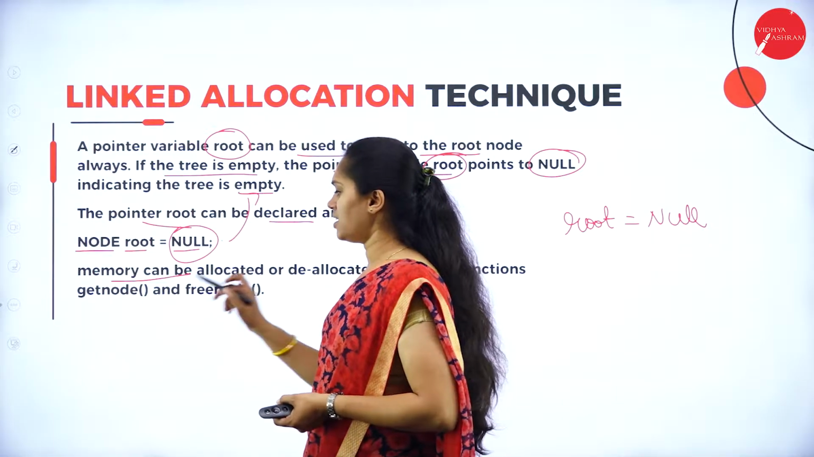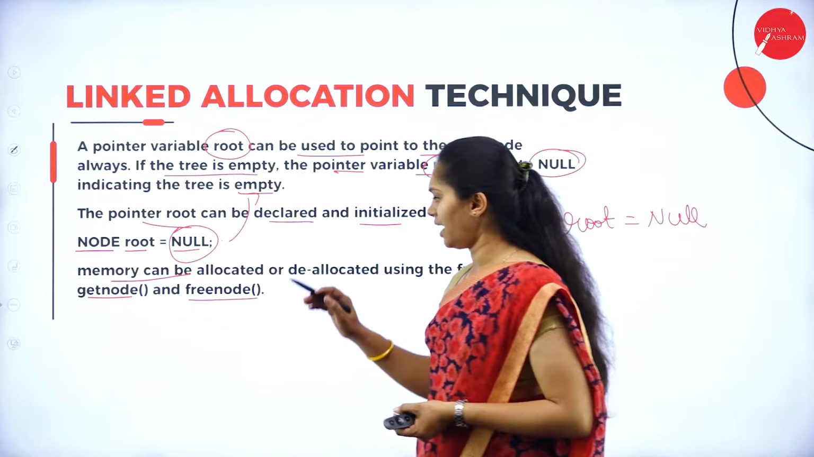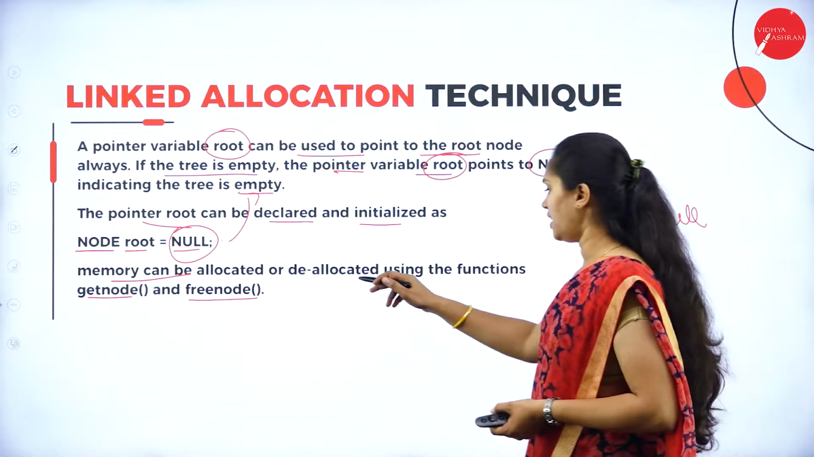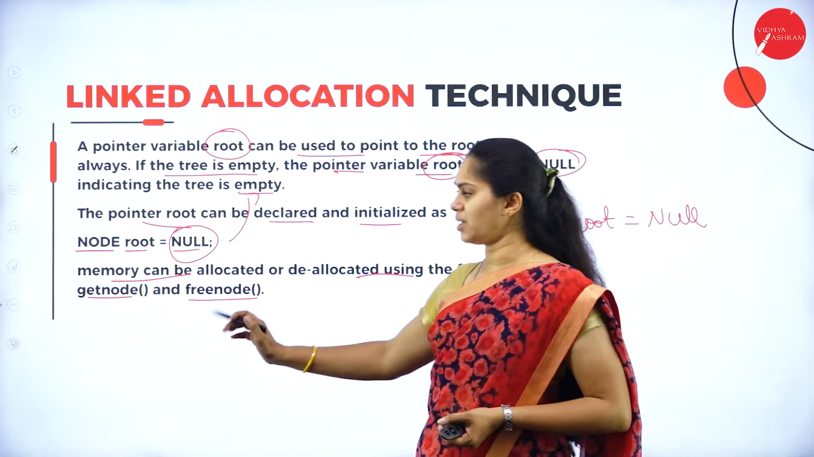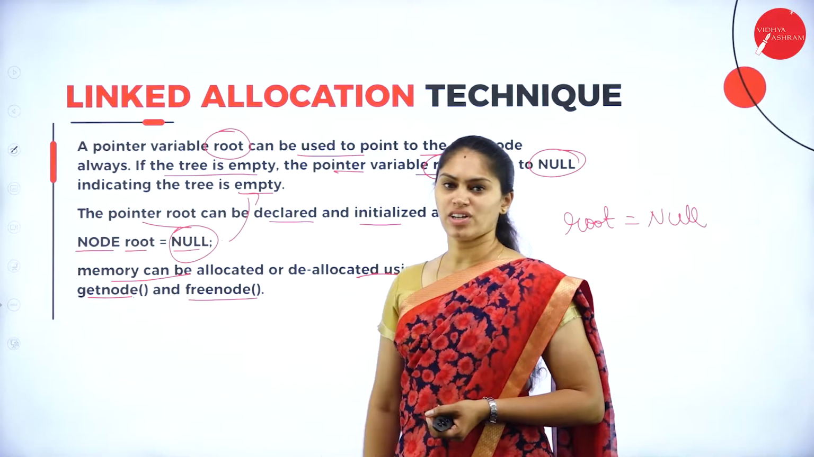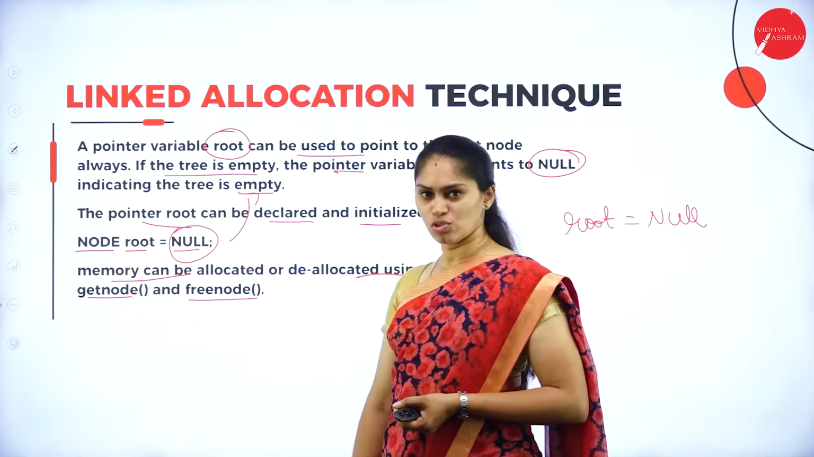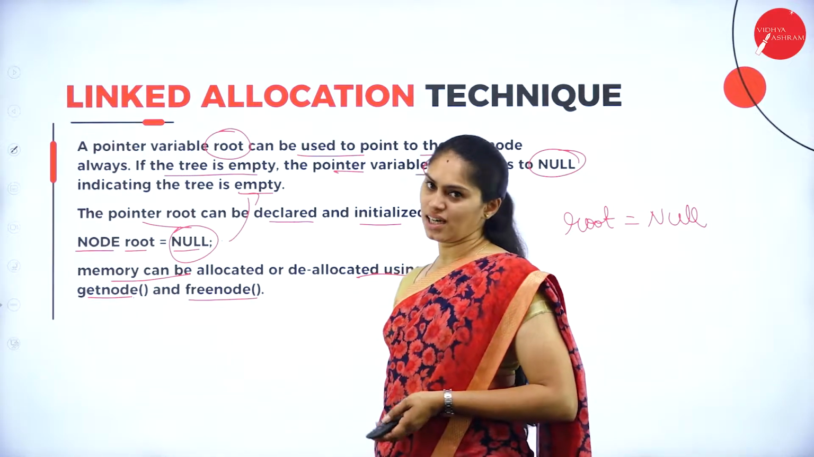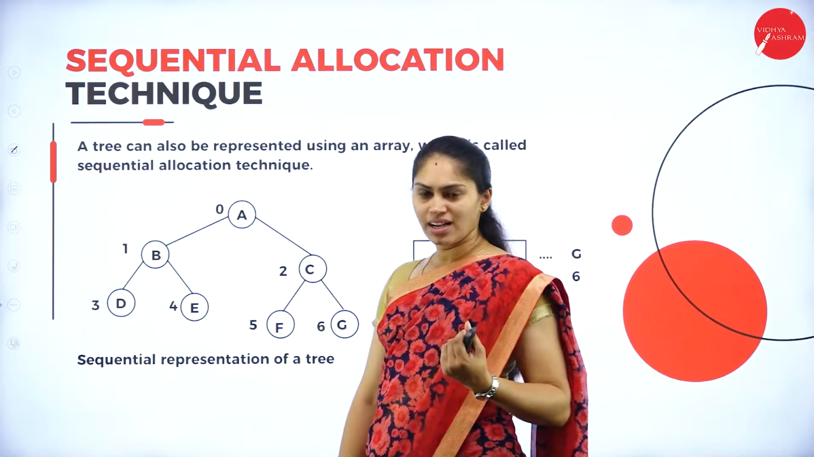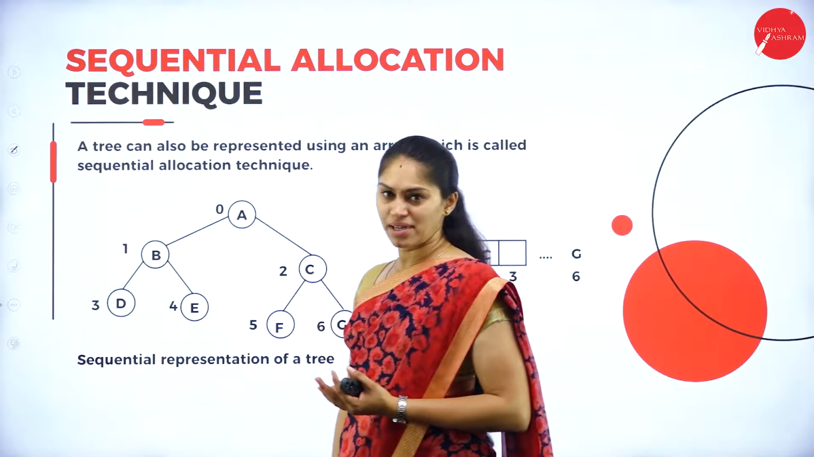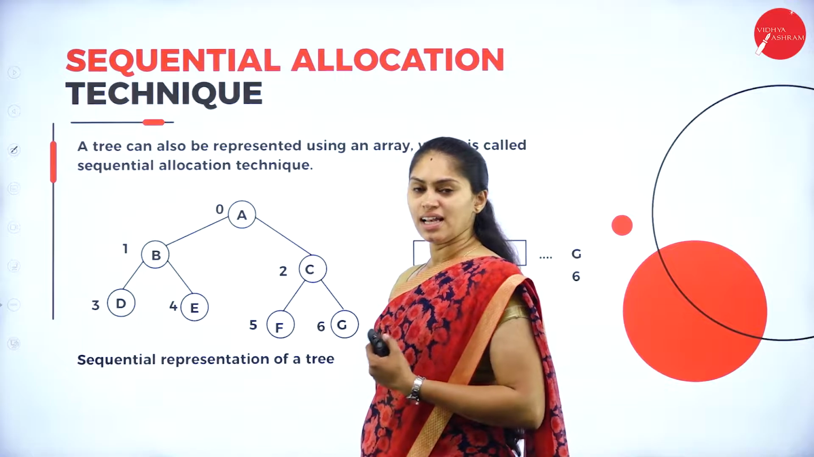And we can use getnode and freenode in order to allocate and deallocate the memory space dynamically. We have the getnode and freenode functions. With the help of these two functions, we can allocate the memory space. That is all regarding the representation of a binary tree by making use of the linked list technique.